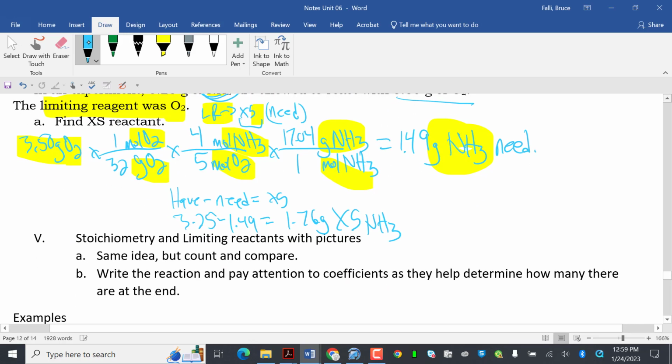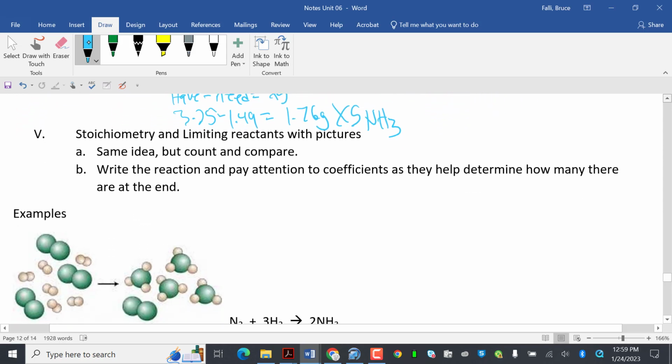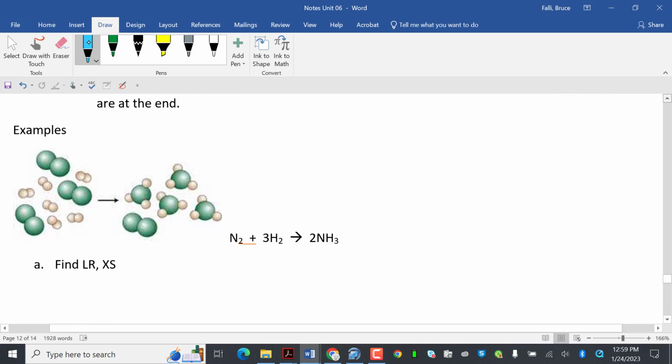Stoichiometry and limiting reaction with pictures. Same idea, but we're going to count and compare. Write the reaction and pay attention to the coefficients, as they help determine how many there are at the end. Okay, so for this, we've got N2 and we've got H2. N2 are the green ones. H2 are the little ones.